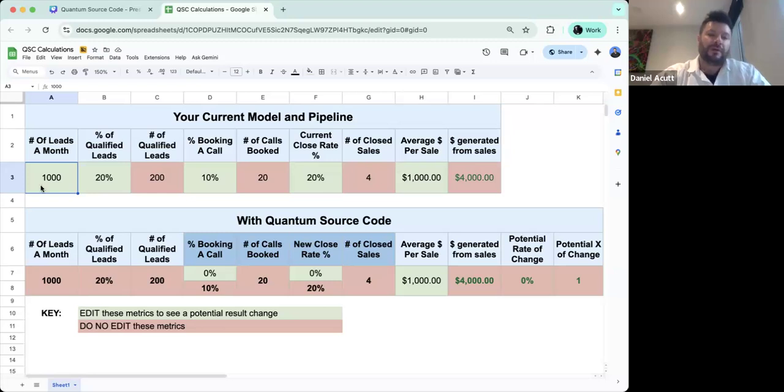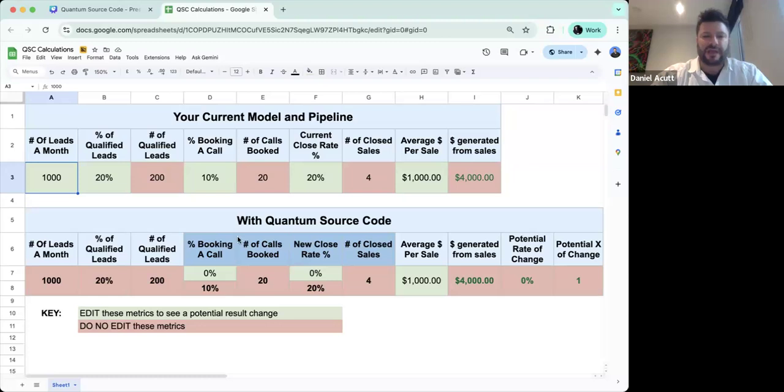So let's say you had 1,000 leads, 20%, 200 qualified leads, 10% of them are booking a call. That's 20 calls booked. Your current close rate is 20%. So you've got 4 sales closed, and that's $1,000 per product, and it is $4,000.